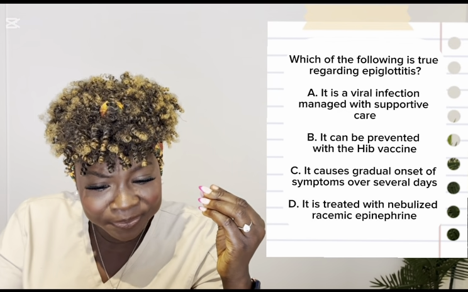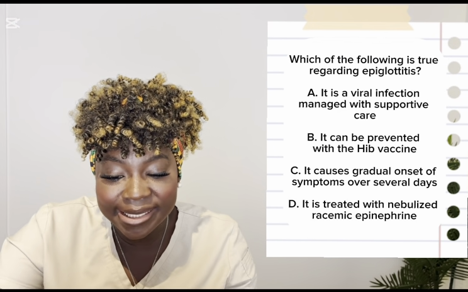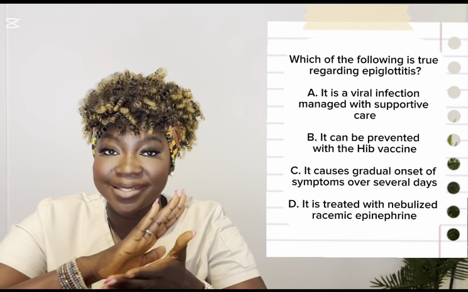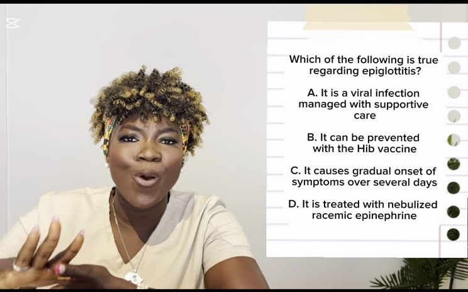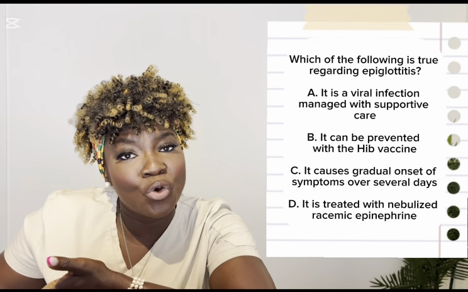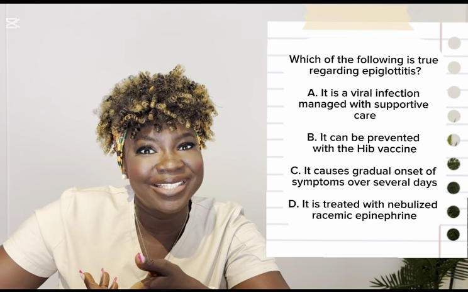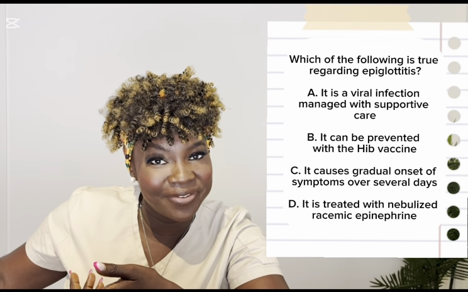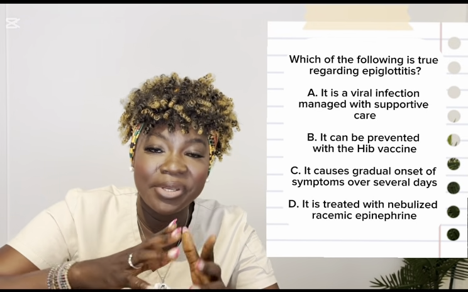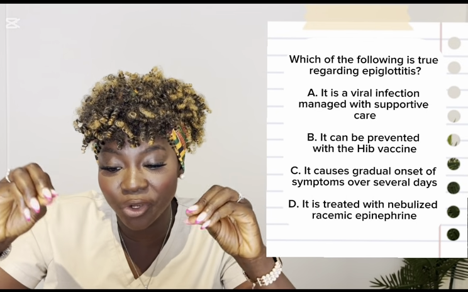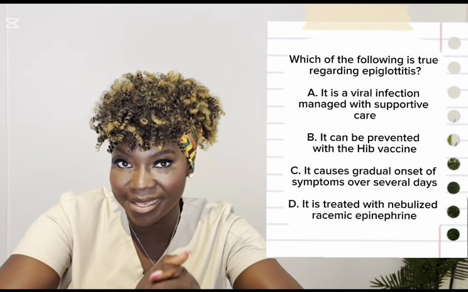I have explained this. The true statement is it can be prevented with HIB vaccine, because in the first place, HIB is what causes epiglottitis. So that's why I said kids that are not vaccinated with their HIB vaccine are at greatest risk of getting epiglottitis. So the right answer is if you get your HIB vaccine, you are protected against epiglottitis.